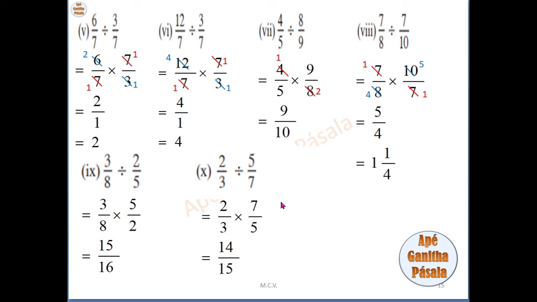2 over 3 multiplied by, interchange numerator and denominator. 5 over 7, reciprocal of 5 over 7, 7 over 5. In this fraction also numerator and denominator not divisible by the same number. In that type of problems you can multiply numerators together. 2 into 7, 14. 3 into 5, 15. 14 over 15.